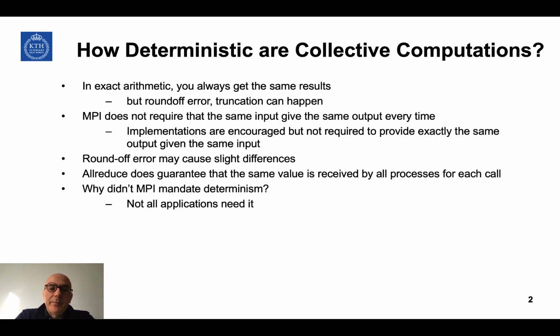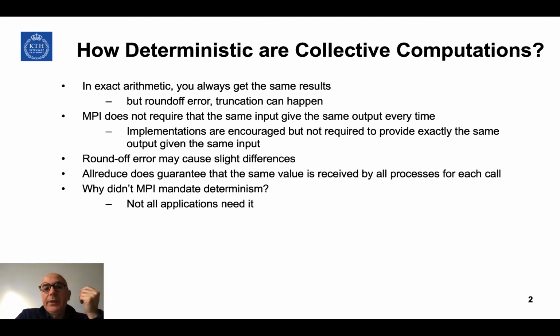So round-off error may cause slight differences, but also we looked at the problem of associativity in the first module of this course, and we saw that we cannot really reproduce the exact summation unless we also enforce that the order is the same on all operations. So the round-off error might cause slight differences in the results. Allreduce does guarantee that the same value is received by all processes for each call. So it's guaranteed that we all have the same value, but it might not be the same value that has been produced from another run.